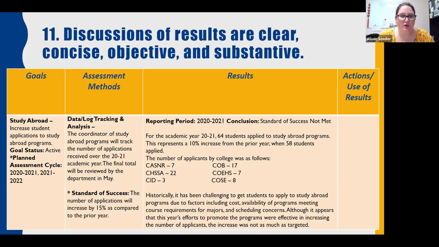I want to point out real quick before we move on, the adjective, objective. That one can sometimes be confusing. What we're looking for there, just as an example, in this one where we do have a standard of success not met, if the author had gone on, instead of talking about the history of the challenge of getting students to apply, had instead said something like, these students here in East Texas, they just don't care about travel.